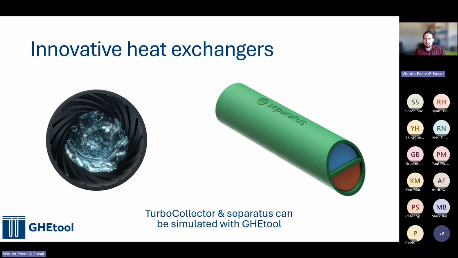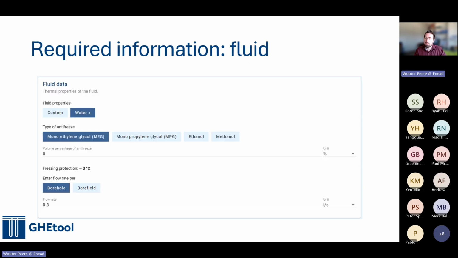Now, once we've selected the pipe, we need some information for the fluids. Typically in Australia, it's monoethylene glycol or water. Since you're mostly cooling your buildings, you can work with water, which is really good for the heat transfer.